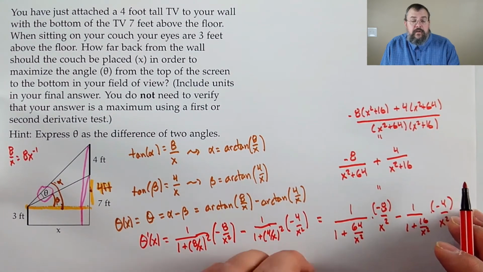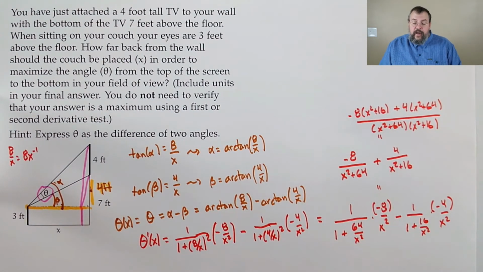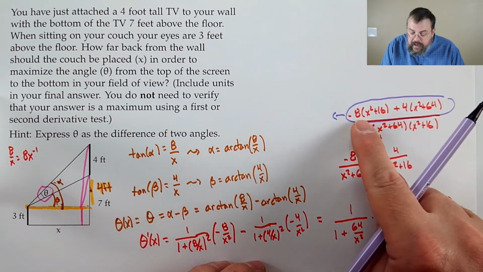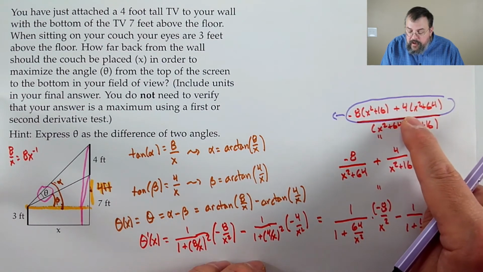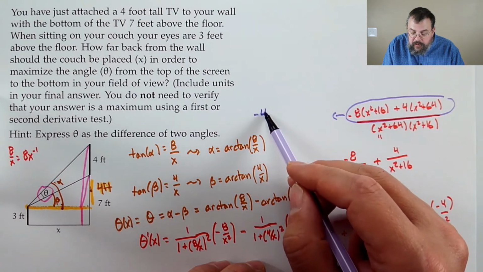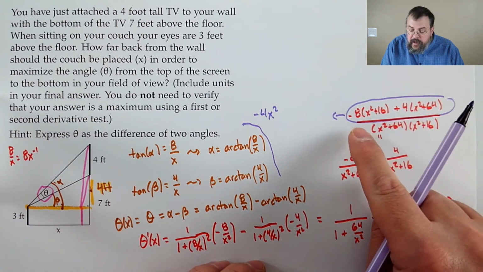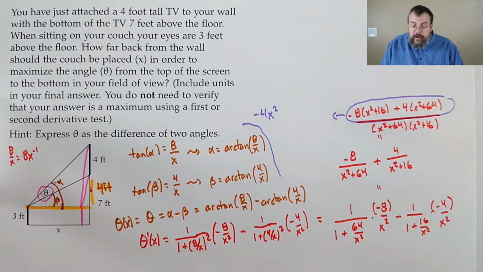Now, at this point, we're going to focus our attention on just the numerator. The denominator is not going to give us anything because it's not 0, and it can't cause the function to be 0. So, focusing on the numerator for a second, we have minus 8 times x squared plus 4 times x squared, which would give us minus 4x squared. Then minus 8 times 16. Well, okay, what is that? It's a negative 128, right? Yeah. Okay, then 4 times 64 is what?